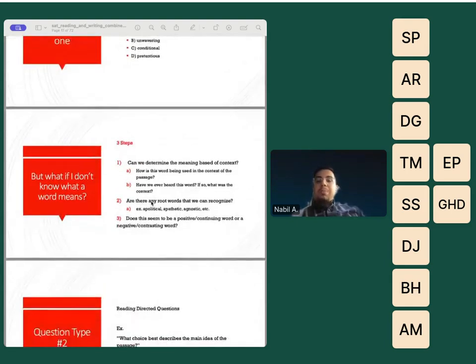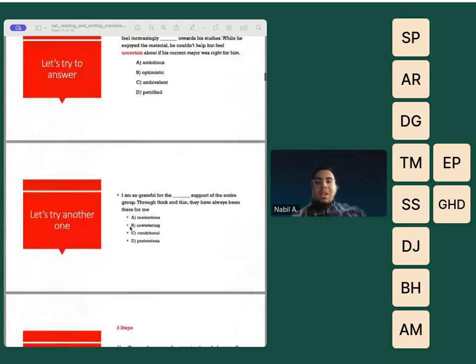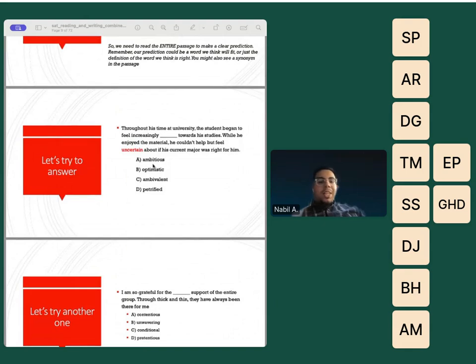But another strategy that I really like to use, and this kind of ties in with the first strategy, is: does this seem to be a positive continuing word or a negative contrasting word? Basically saying, what are the vibes of the word? That's what I like to ask students. So with C here, let's just say you didn't know what C meant. What are the vibes that you're getting with this word? If you did not know what the word means, just sounding it out loud, reading it, are we getting a neutral vibe, negative vibe, positive vibe? What are we thinking here with ambivalent?